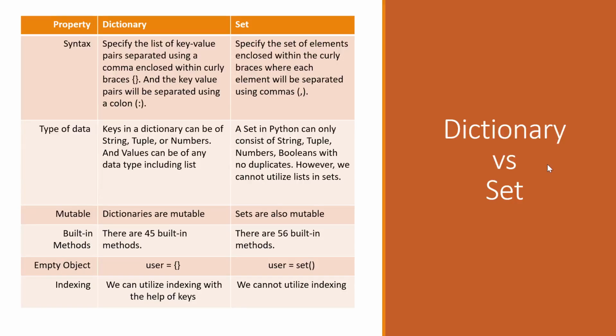So very first difference is in their syntax. So when we want to define a dictionary, we need to specify the list of key value pairs separated using a comma. Now these key value pairs are enclosed within the curly braces where the key value pair are separated using a colon. Now if I talk about set, to define set, we need to specify list of elements enclosed within the curly braces and each element is separated using a comma. So let's discuss one basic example related to this difference.